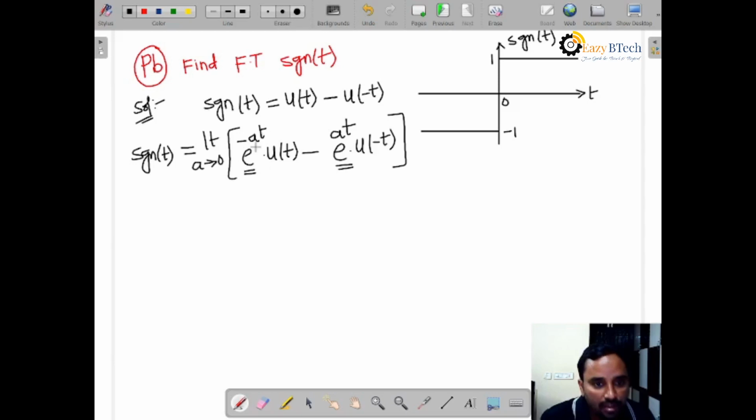Because already what we are going to do is the Fourier transform of signum function. So for the signum function I am writing in terms of step: e power minus at u of t minus e power at u of minus t, and limit a tends to 0. So now apply Fourier transform both sides.